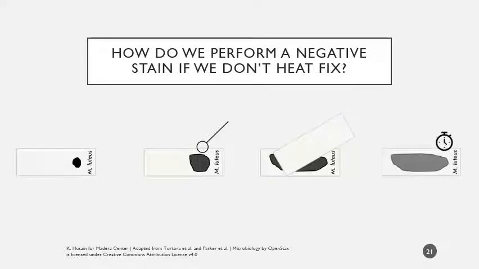So then you let this dry, and by the time you're done, you're going to have a negative stain. The stain is going to stick to the slide rather than to the bacterial cells. You didn't heat fix it, so those bacterial cells are their natural size. You've gone through this special, different type of staining procedure in order to view these microbes.